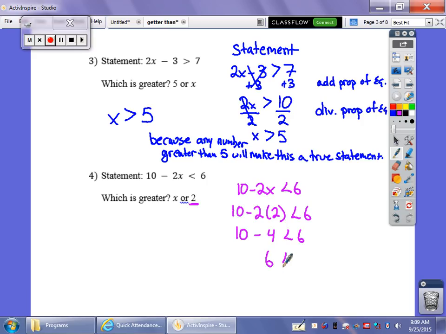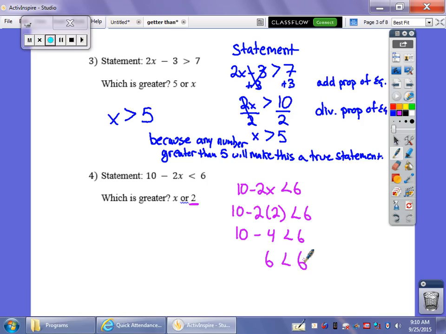10 minus 4 is 6. Well, 6 is less than 6? Okay, so now what we get here is that 6 is less. That's not a true statement because 6 is not less than 6. So therefore, we have to figure out what we're going to do next to solve this equation or to solve this inequality.